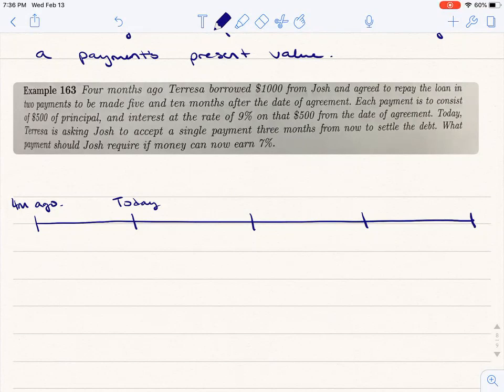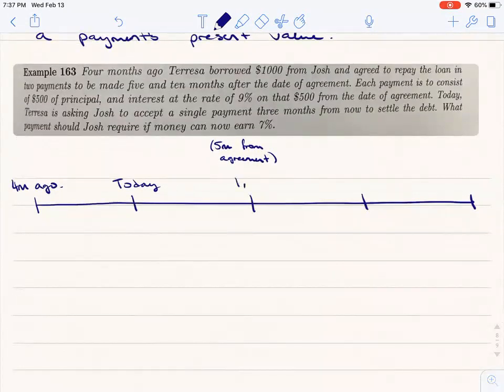And so what I'm going to do is change this 5 months from 4 months ago into 1 month from today, because I find it easier to talk about in terms of today. Up above a little bit higher here, I'm going to say 5 months from agreement is really just 1 month from today.